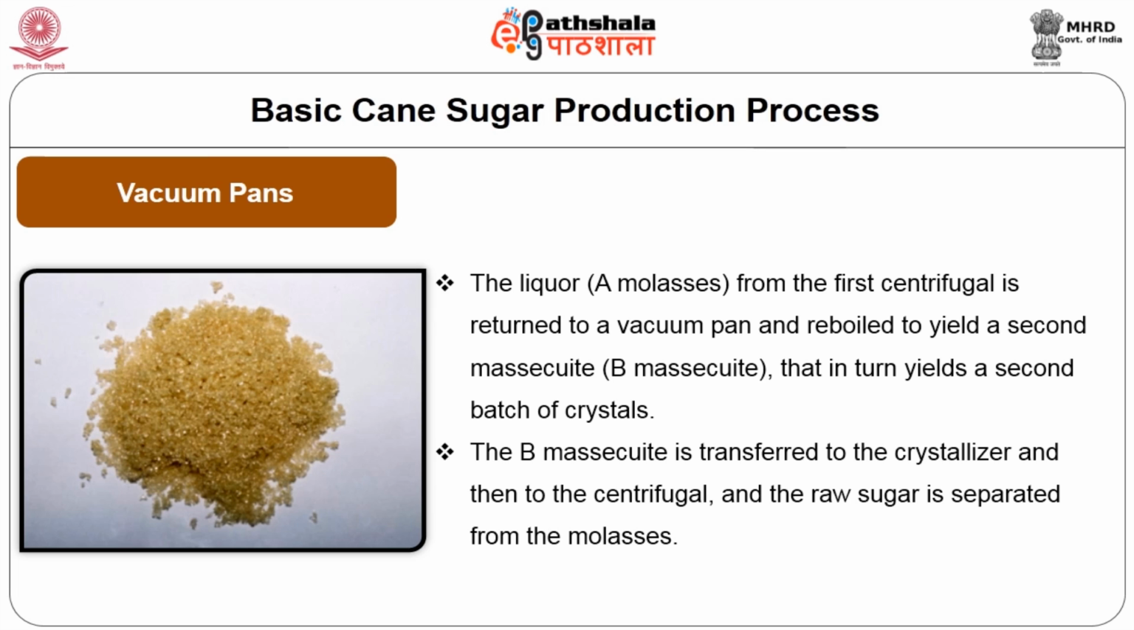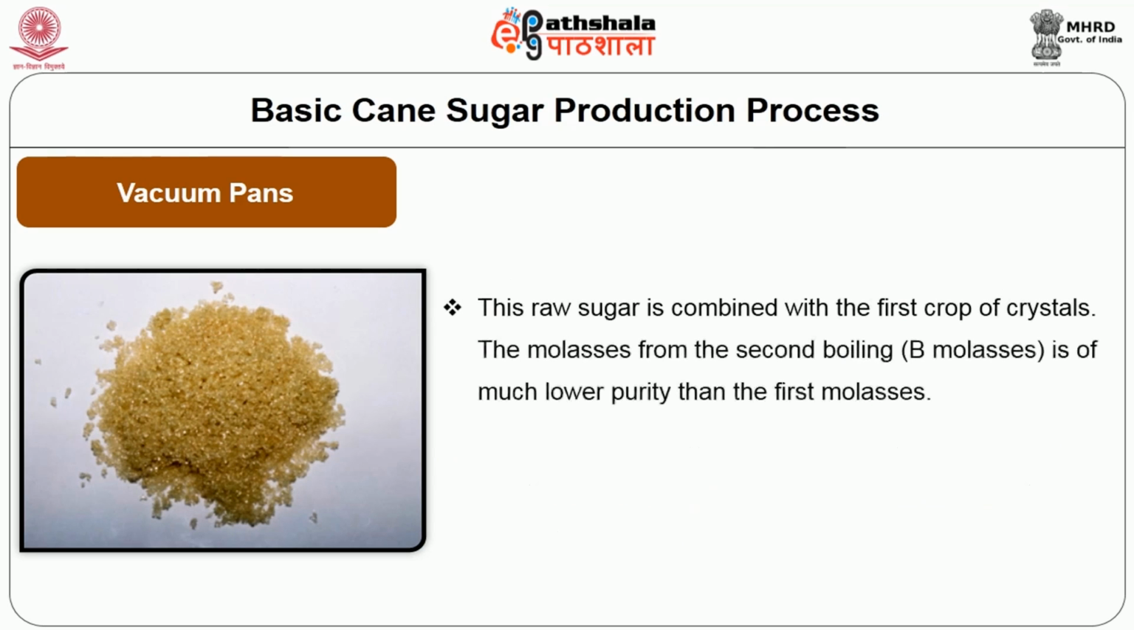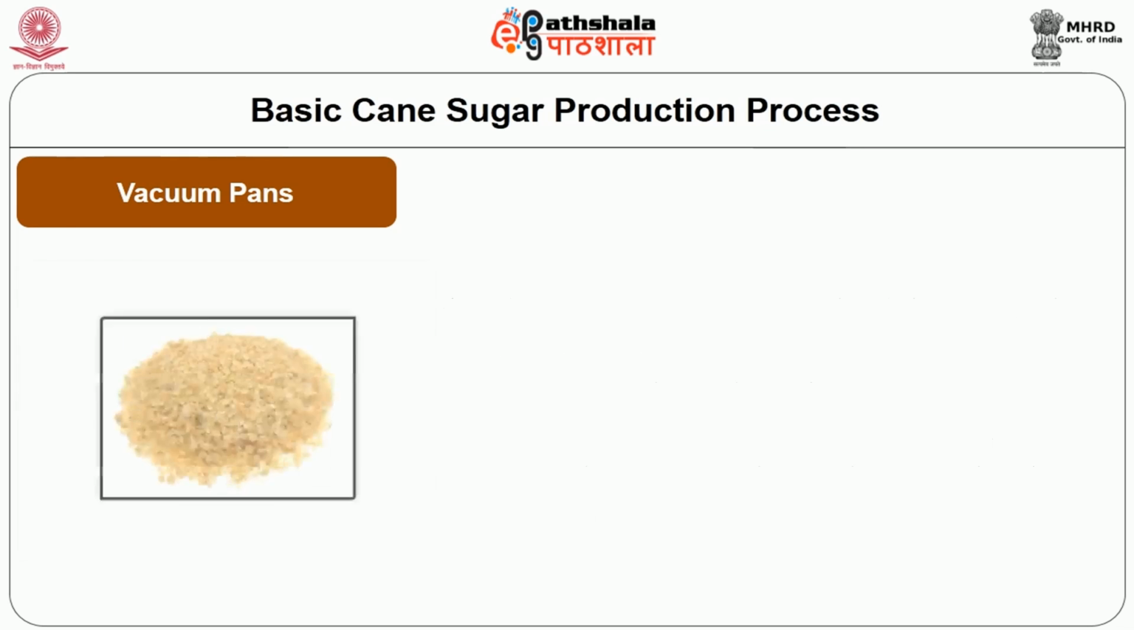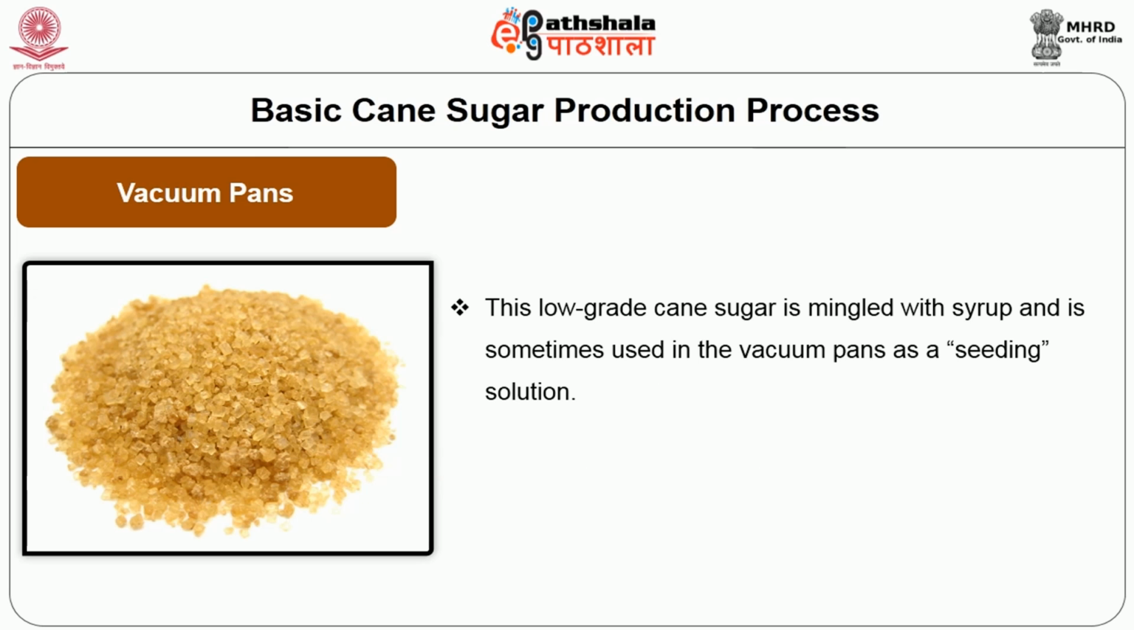The B muscovado is transferred to the crystallizer and then to the centrifugal, and the raw sugar is separated from the molasses. This raw sugar is combined with the first crop of crystals. The molasses from the second boiling, B molasses, is of much lower purity than the first molasses. It is reboiled to form a low grade muscovado, which is called C muscovado, which goes to a crystallizer and then to a centrifugal. This low grade cane sugar is mingled with syrup and is sometimes used in the vacuum pans as a seeding solution.